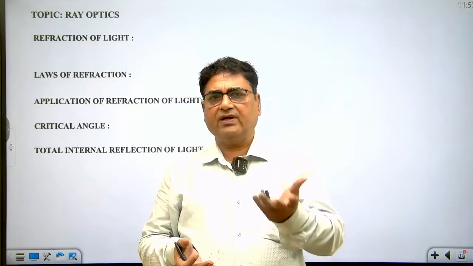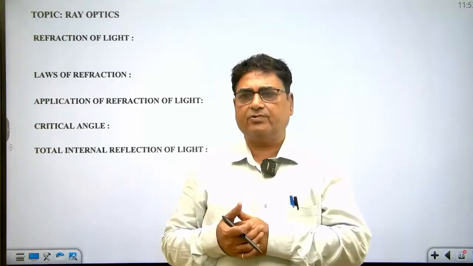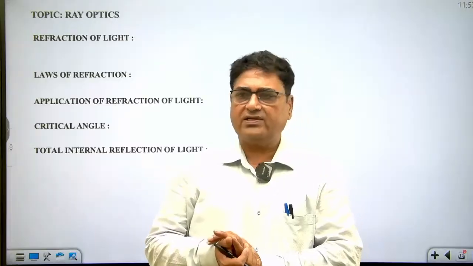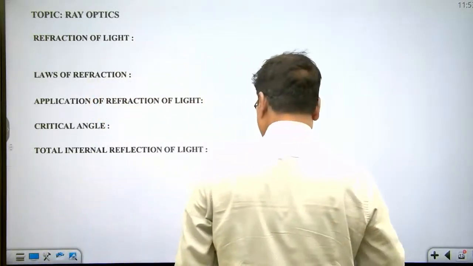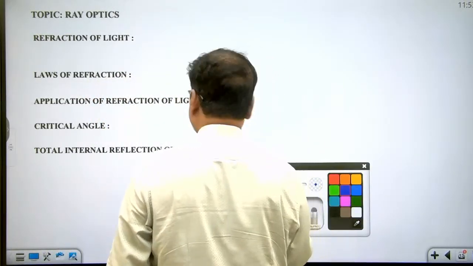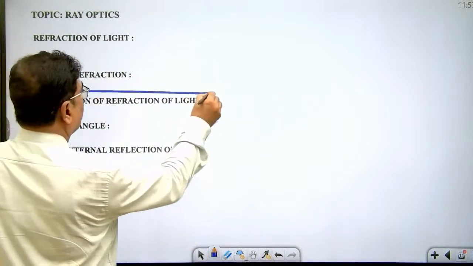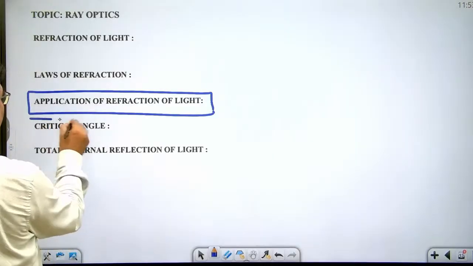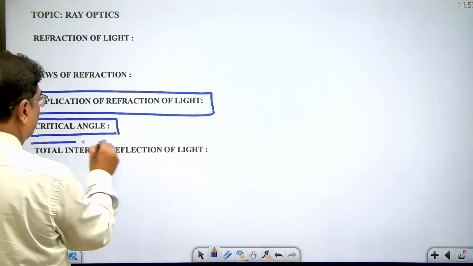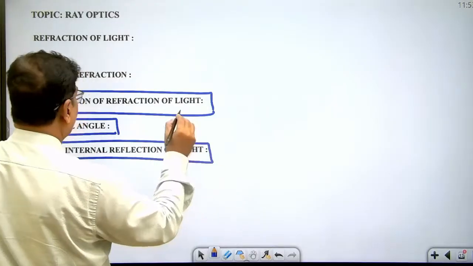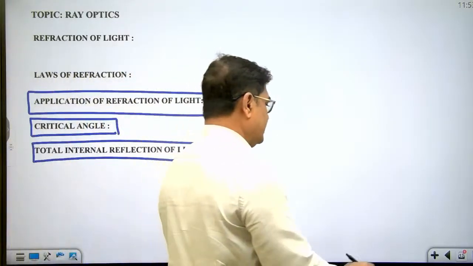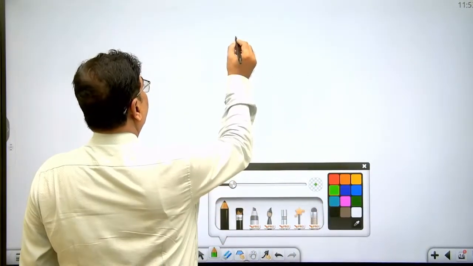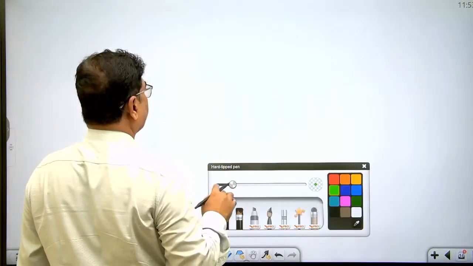What is apparent depth, what is actual depth, and what is lateral shift? And what is critical angle? These things we are going to study here. Total internal reflection, all these things we are going to study here. So critical angle, total internal reflection, and application of refraction of light. These things we will study today. In application of refraction of light, first we will see lateral shift.